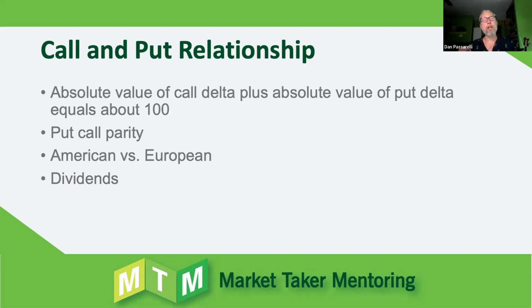So if the call has a 43 delta, the put that has the same strike on the same underlying in the same expiration would have a 57 delta. 43 plus 57 is 100. Now, the reason for this is something called put-call parity, which we don't have quite enough time to get into today. But put-call parity is a long-standing mathematical formula that compares the price of a call to the price of a put, including the price of the underlying, and mathematically equates them.